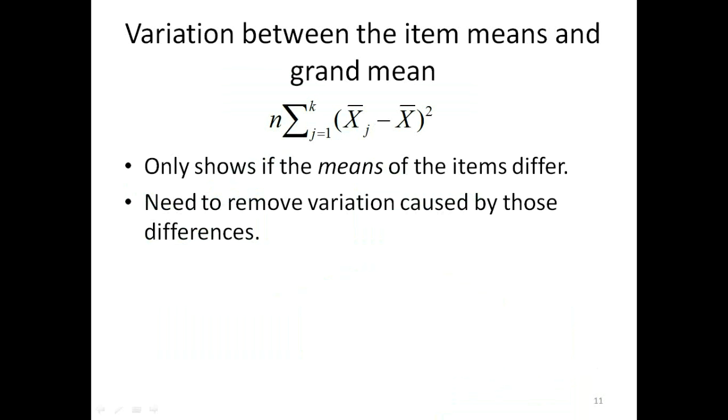The variation between the item means and the grand mean will only differ from 0 if the means of the items differ. If this happens, we will get additional variation in the sum scores. ANOVA needs to remove the variation caused by differences between the means. This is rather like removing the slope in regression so that we can examine the residuals.